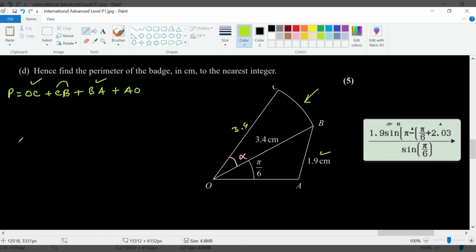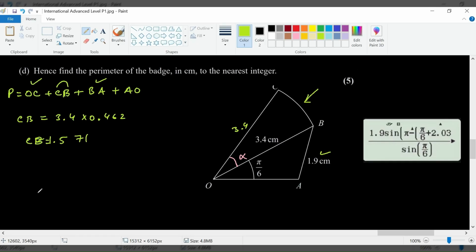And then we need to find out OA. Let's see. To find CB first, CB is going to be equal to 3.4 times the angle that we know very well, 0.462, so CB will be equal to 1.571. So we have CB also. Now we need to find side OA.